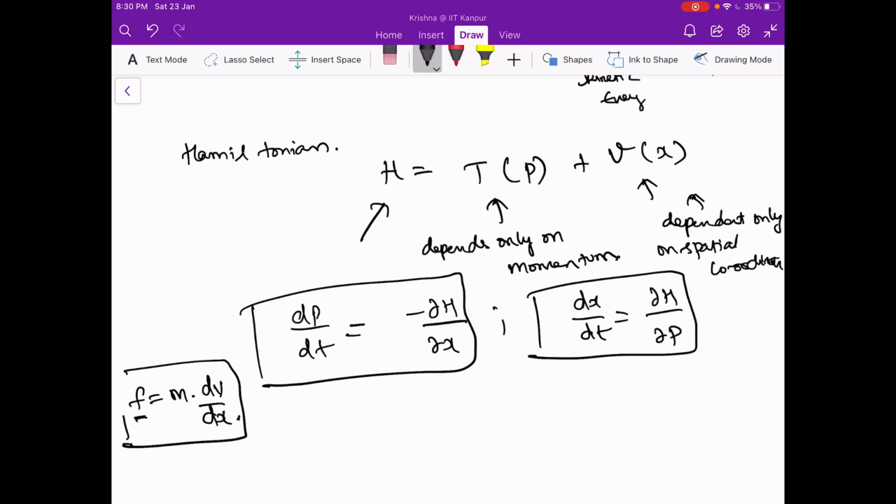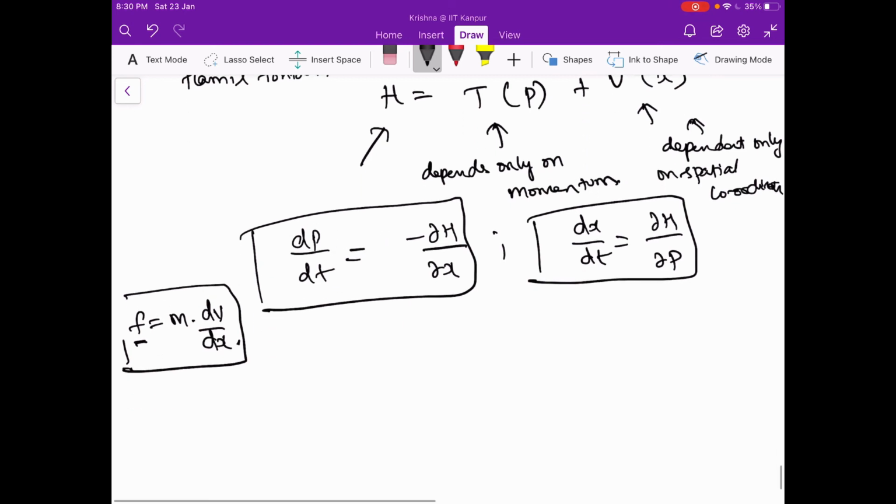And the other way of solving classical physics is by using the Hamiltonian, where you develop the energy first, and the energy you split into two terms. The first term depends only on the momentum, the second term depends on the spatial coordinates, and you can write the equation of motion in this particular format, right?